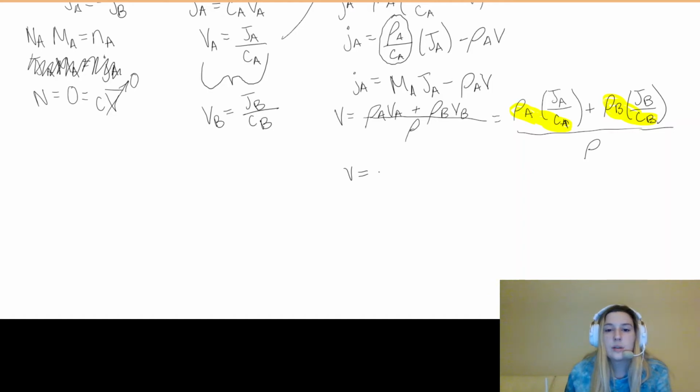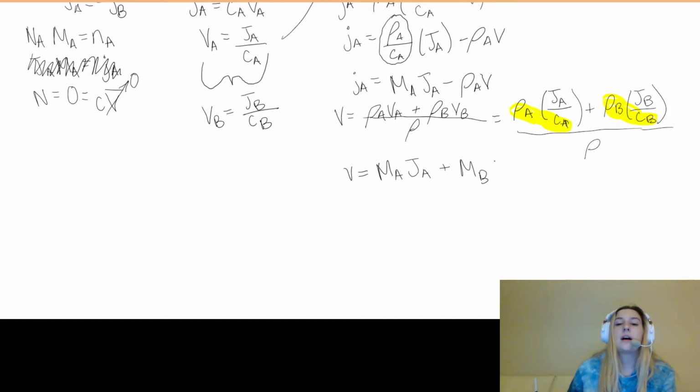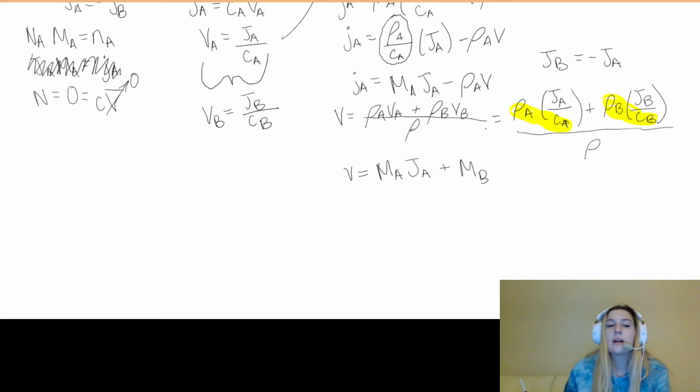the molecular weight of A times the molar diffusive flux of A plus the molecular weight of B times the molar diffusive flux of B, which I'll write over here, equals negative the molar diffusive flux of A, because like we were saying before, in this situation, when it reaches equilibrium, it's going to be uniformly dispersed and flow evenly throughout components A and B in the capillary.